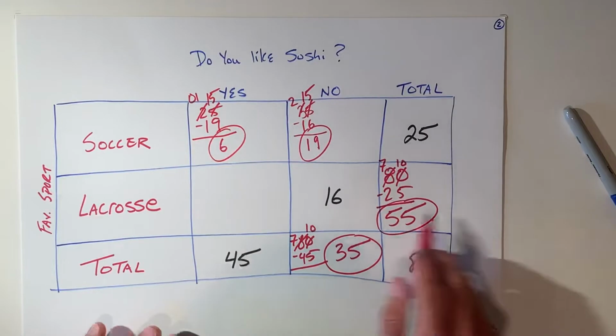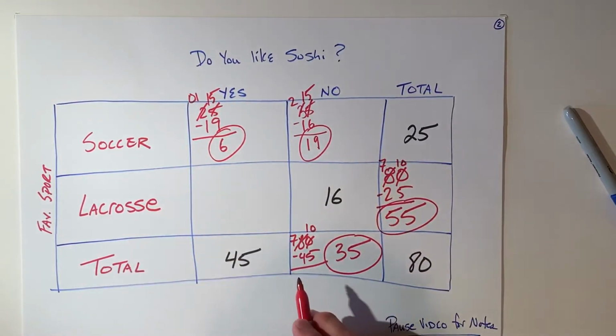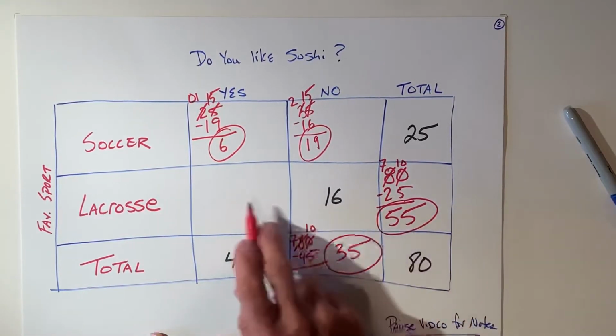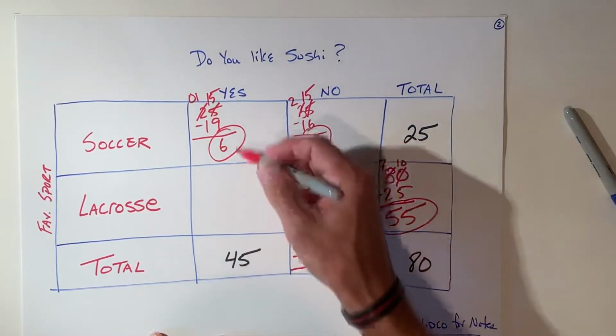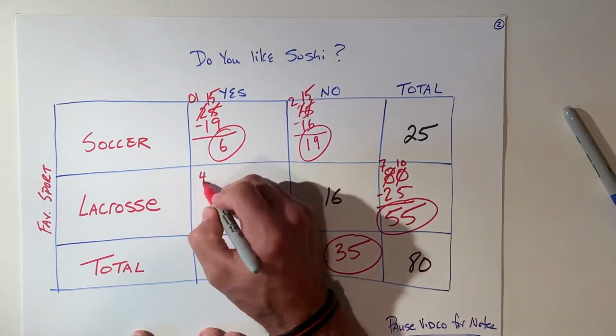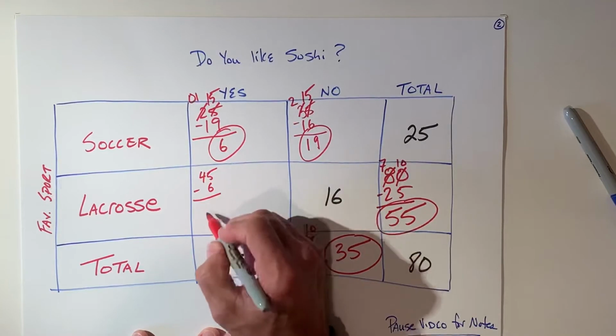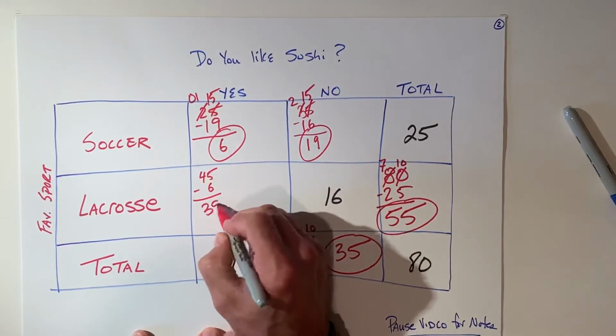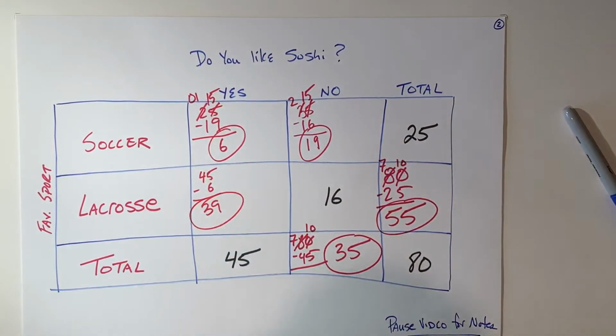And now we could go a variety of ways. We could tangle with this cell a number of ways. We could do 55 minus 16 to get it here. We could do 45 minus 6, and that is in fact the way we're going to do it because that sounds kind of easy. 45 minus 6 is just 39. So now I have my entire two-way table filled in.